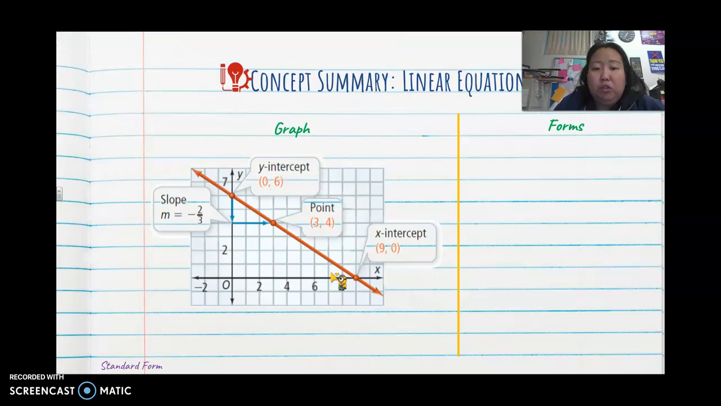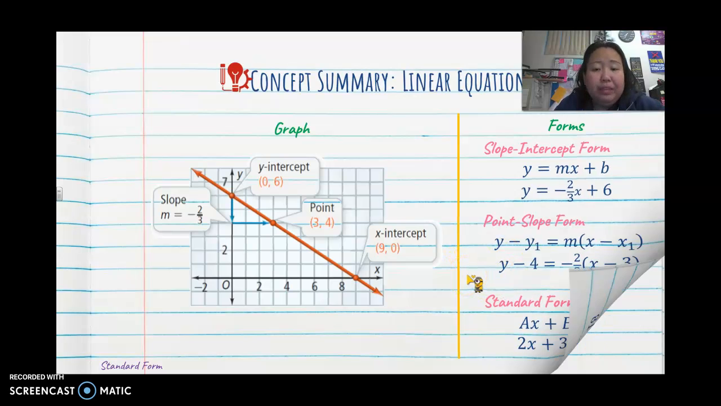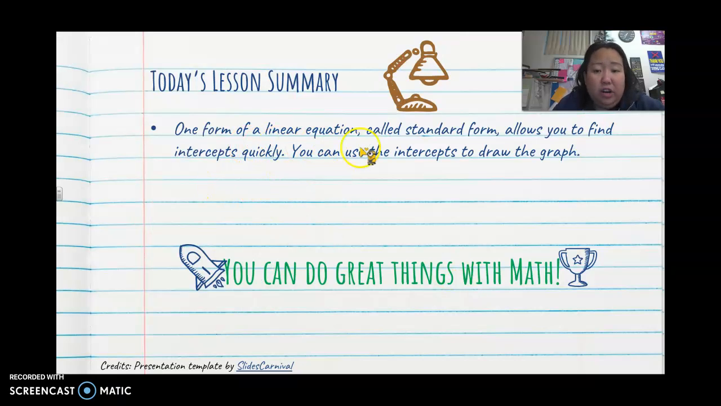And so to summarize, we have 3 ways on how you can write your linear equation. You can use the slope-intercept form, point-slope form, standard form. All of them are pertaining to the same line. They are just written in different ways and also depending on what given information they have, okay? So one form of linear equation, standard form, allows you to find intercepts quickly, and you can easily use those intercepts to draw or graph your line.